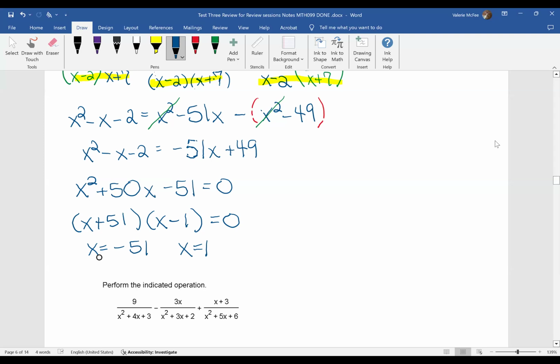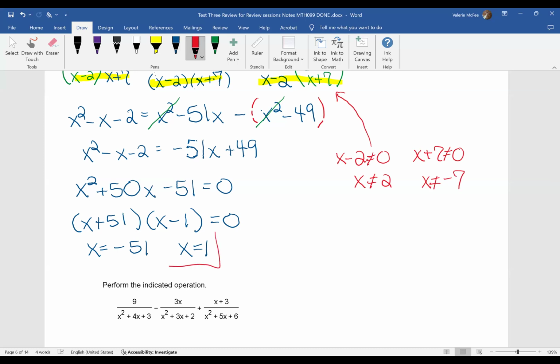Again, we need to check our denominators. We need to go back to the beginning of the question. And we see that x minus 2 cannot equal 0. X plus 7 cannot equal 0. So x can't be 2 or -7, but we can have x equals -51 and x equals 1. If you're still having trouble factoring quadratic trinomials, make sure you spend some time with those.